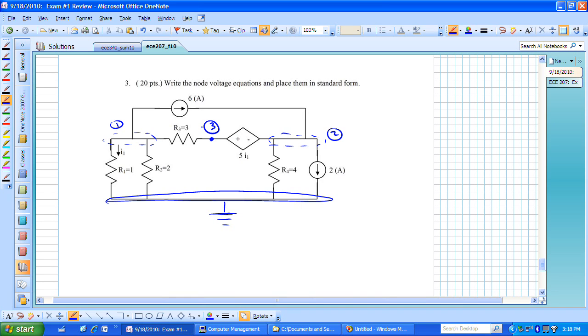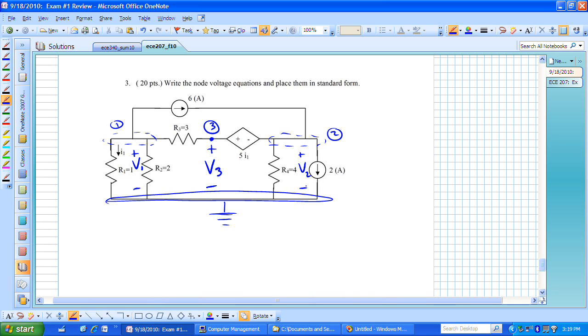I am now saying that I have 3 unknowns. I have this unknown V sub 1, voltage drop from node 1 to the reference node. I have V sub 3, the node voltage or the voltage drop from node 3 to the reference, and I also have V sub 2, which is the voltage drop between node 2 and the reference node.